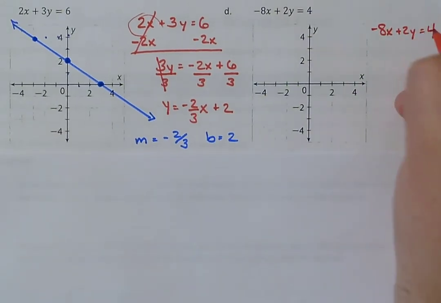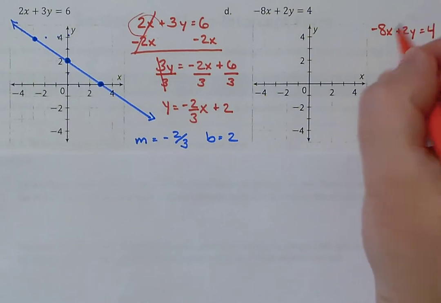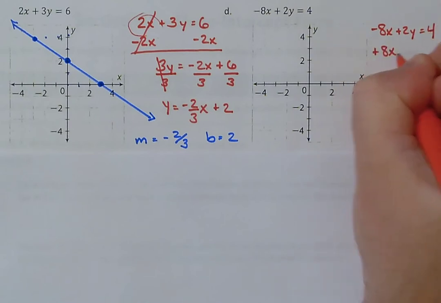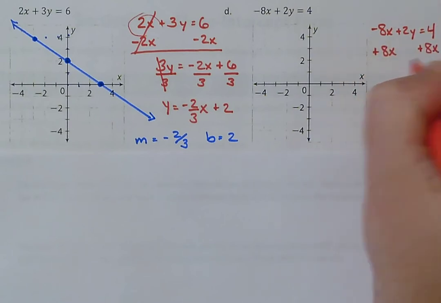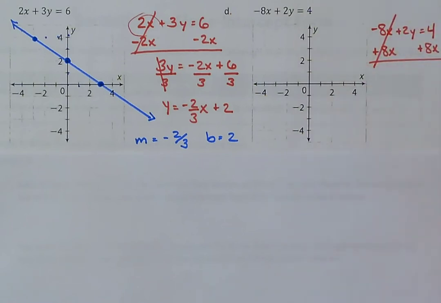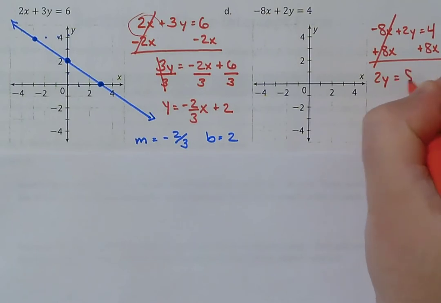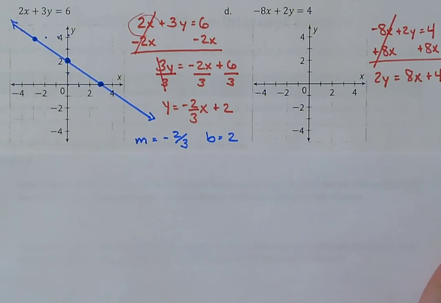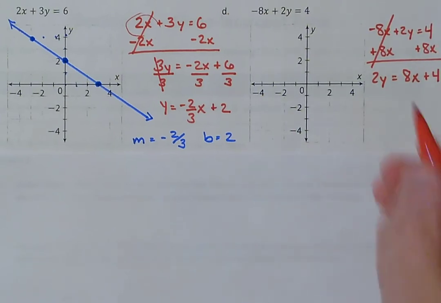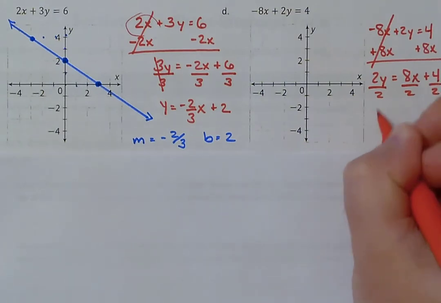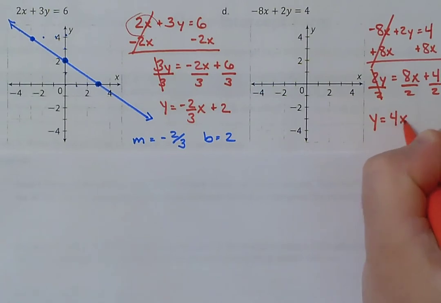Again, your first step is to move the x to the other side. So that means we're going to add 8x over. So that cancels it on the left, and we end up with 2y equals 8x plus 4. At this point, all I have to do is divide 2 to every part. So then I get y equals 4x plus 2.